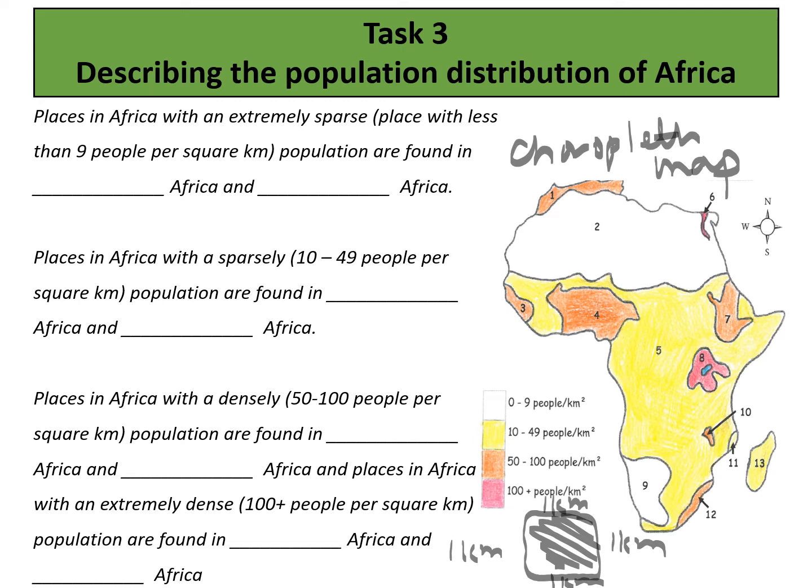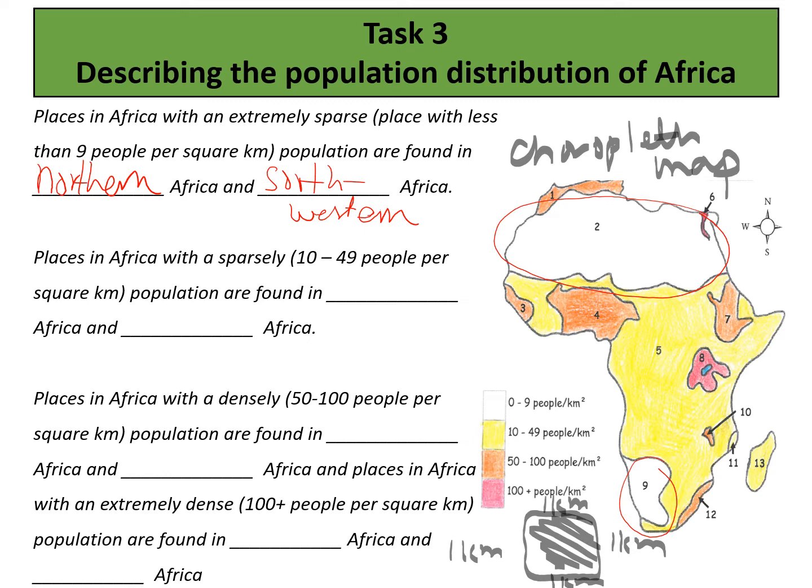Okay then. So places in Africa with an extremely sparse population, so places that have very few people per square kilometre, are found in, so we're looking at these regions here, the area numbered 9 and the area numbered 2. So we could say that they are found in Northern Africa. You could go even further and start to give examples of names of places, and they're also found in southwestern Africa. So we're not saying why they're there, we're just describing what we can see.